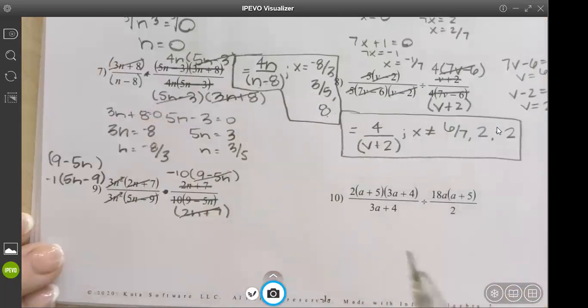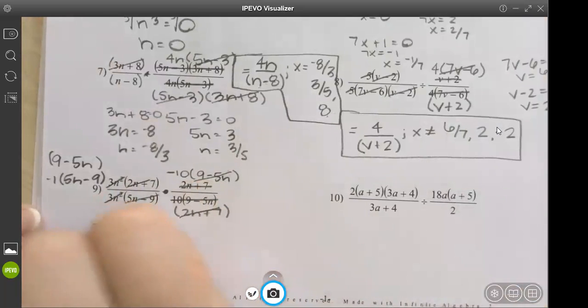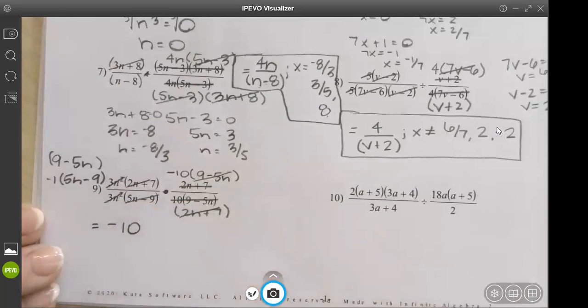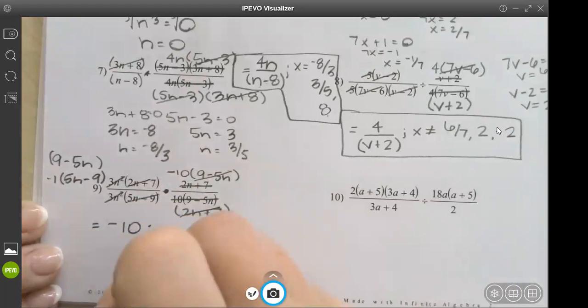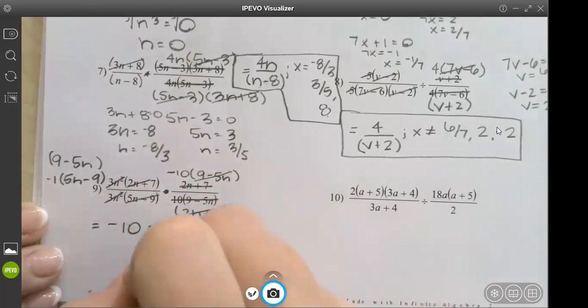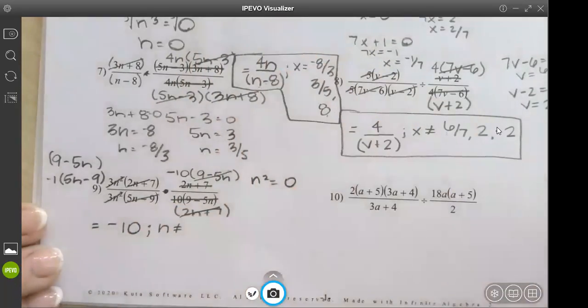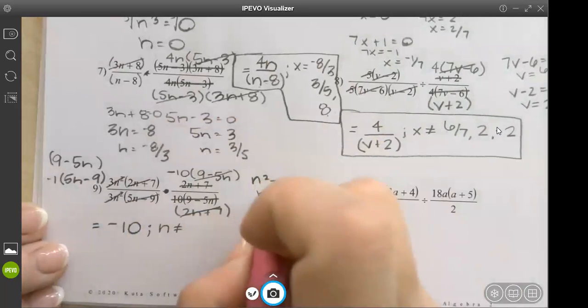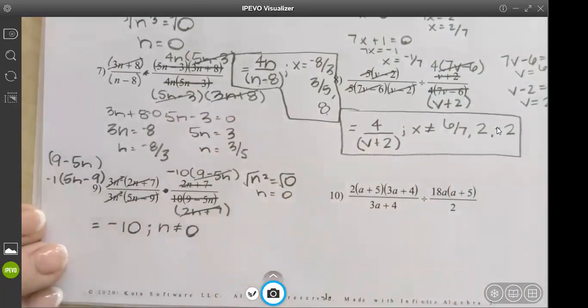Okay, is everybody good? So then on top, the only thing I have left is what? That negative 10. On the bottom, I don't have anything. So I don't have any vertical asymptotes on this, but I have a lot of points of discontinuity. I had n squared that I marked out. When I square root 0, I still get 0. So I have a discontinuity or a hole at 0.